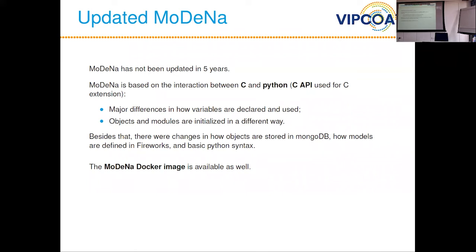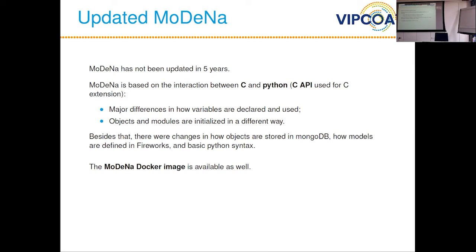The biggest issue, what I encountered, was this C API part, because it's not only Python. It's Python that combines, that has C wrappers and is communicating a lot with the C part of the code. And this changed a lot from Python 2 to Python 3. It's a massive difference in how you define different things and how you declare variables and all of these things. And there was a large amount of work done on this to make it usable with Python 3.